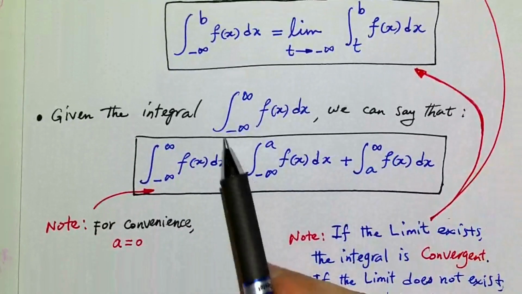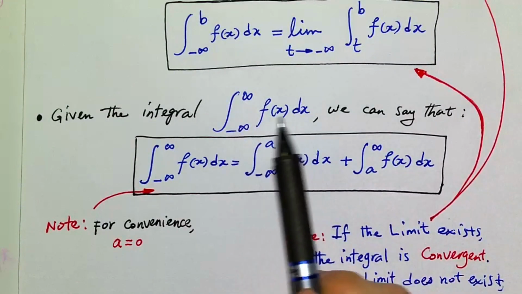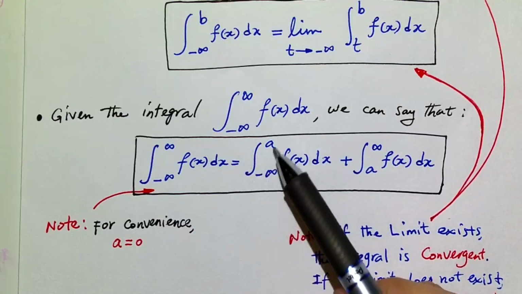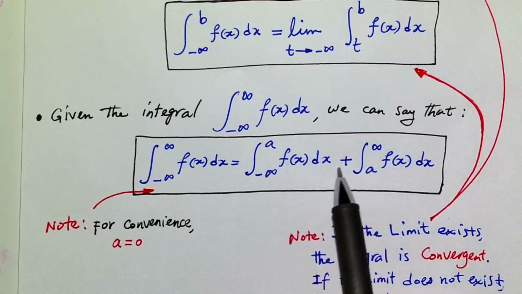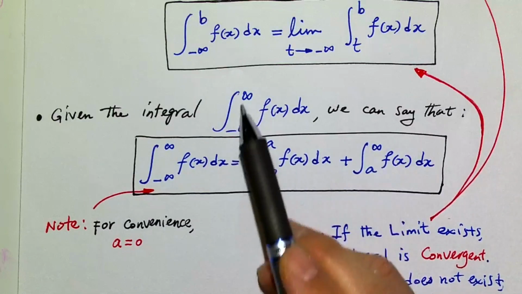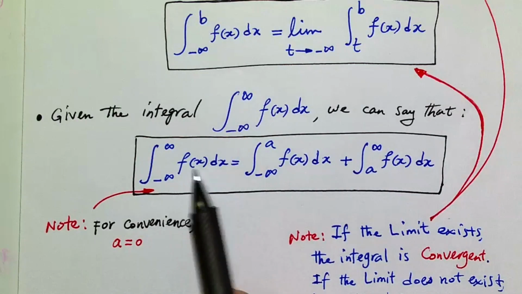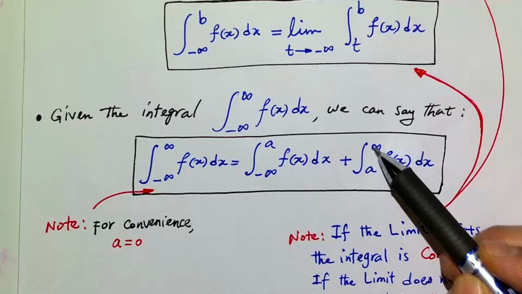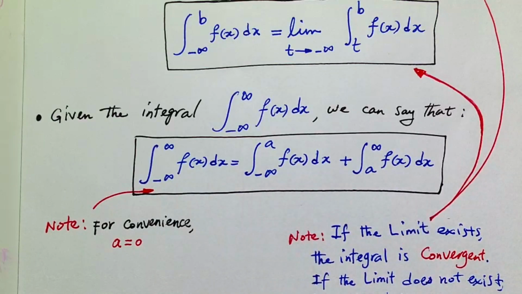And of course, if we have the case going from negative infinity to infinity, then we can break this original integral up into two segments, one from negative infinity to a, and then a to infinity. This a can be anything in the interval from negative infinity to infinity, but for the sake of convenience, we usually take this a to be 0. So minus infinity to 0 and then 0 to infinity. We would break up this original integral into those two pieces.